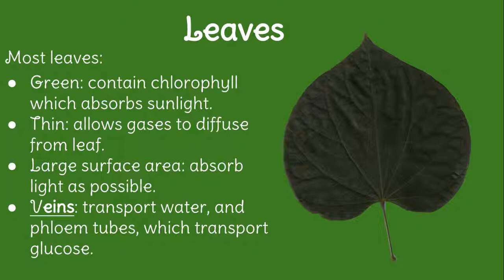Leaves are the flat, usually green parts of a plant that are joined at one end to the stem or branch. Most leaves are green because they contain chlorophyll, which absorbs sunlight. Leaves are thin, which allows gases to diffuse in and out of leaves easily. They have a large surface area to absorb as much light as possible. They have veins which contain xylem tubes that transport water and phloem tubes which transport glucose.